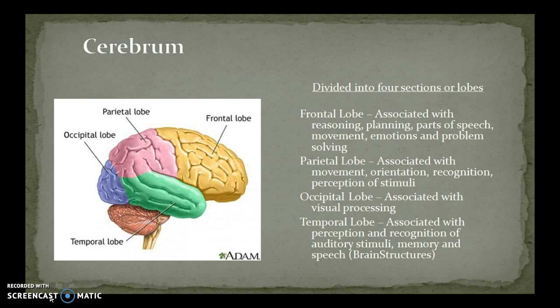Both hemispheres have several distinct fissures that divide them into four distinct lobes. Lobes are just broad regions of the brain that function through very complex relationships with one another. There's the frontal lobe, the parietal lobe, the occipital lobe, and the temporal lobe.